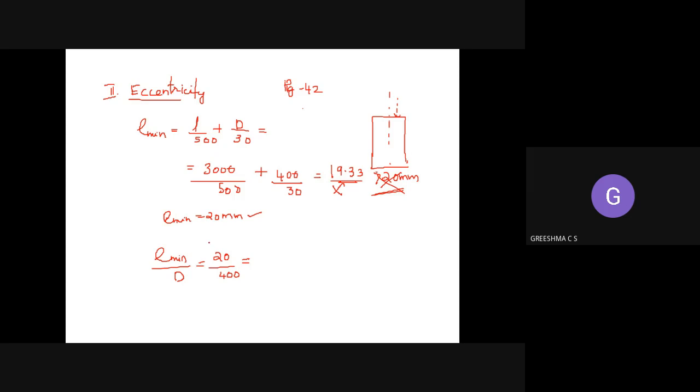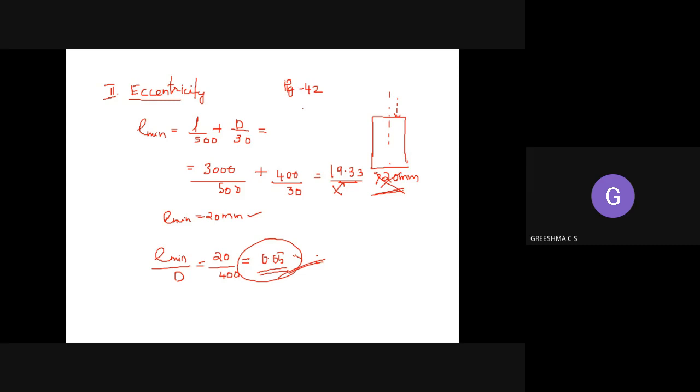IS code page number 71, they are mentioning about it. So it should be less than 0.05. So tell me how much is E minimum divided by D? Fast. 0.05. Exactly 0.05. Okay, exactly 0.05 value ആണ് വരുന്നത്. So let's keep it like this. It means that we are on the borderline. Okay, so just keep it like this.